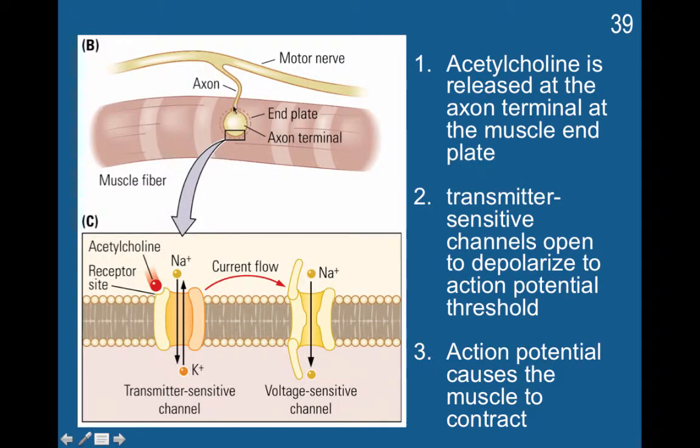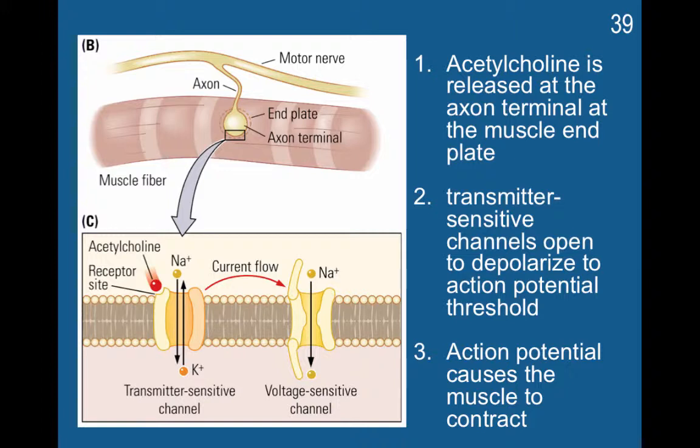Here's a closer example. Here's the end plate, here's the axon terminal, and this is in the muscle fiber. And here's the motor neuron. Acetylcholine is a neurotransmitter, and this acetylcholine is released at this axon terminal. Again, neurons send chemical signals to each other. You'll be learning about this in the next chapter. This acetylcholine is released here at the end plate. In neural communication, a neuron is going to hook up with another neuron. Well, in this case, the end of a neuron is hooking up with part of the muscle.